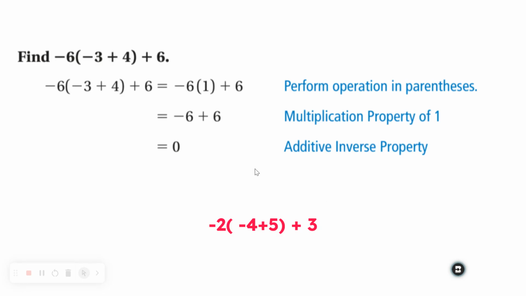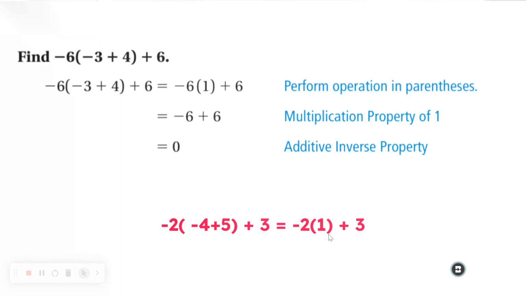Okay, we need to start with our parentheses. We have -4 plus 5 inside our parentheses, so we need to figure out what this is first. -4 plus 5 gives me 1. I'm left with my -2 times my new 1 plus 3.